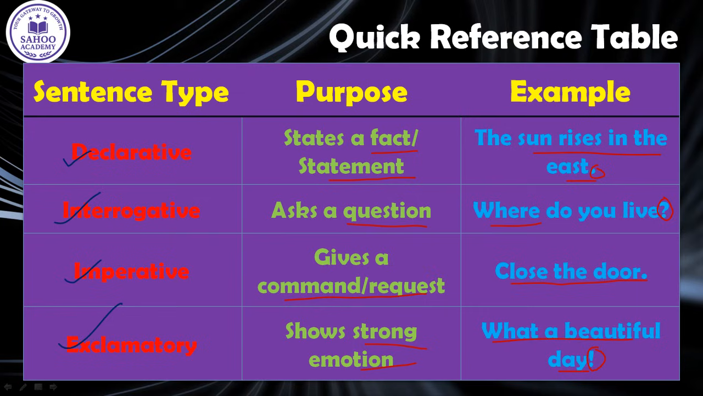And finally, the exclamatory sentence. This shows strong emotions and feelings like surprise, joy, or excitement. For example, what a beautiful day. It always ends with an exclamation mark. So, whether you are stating, asking, commanding, or exclaiming, you now know the four essential roles a sentence can play. Okay? Now, let's go to the next slide.